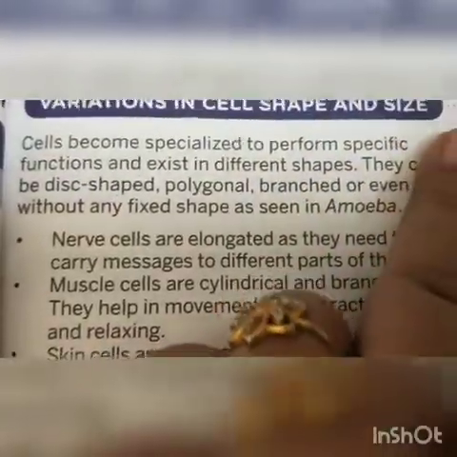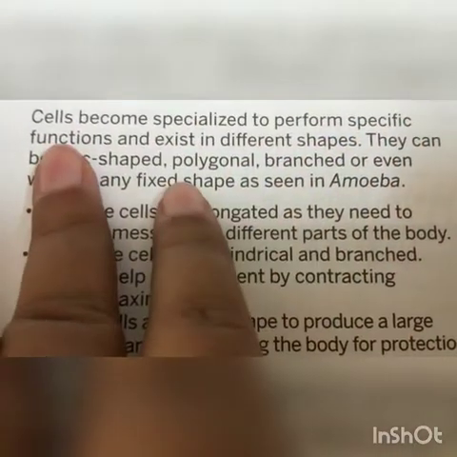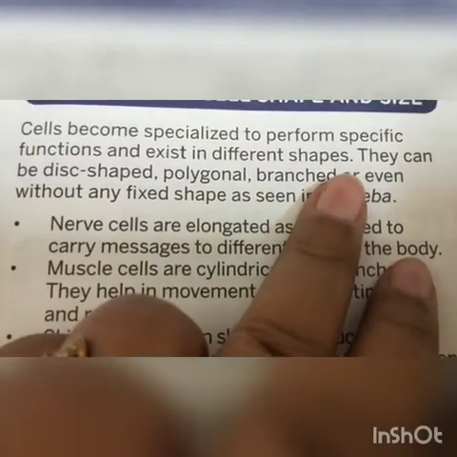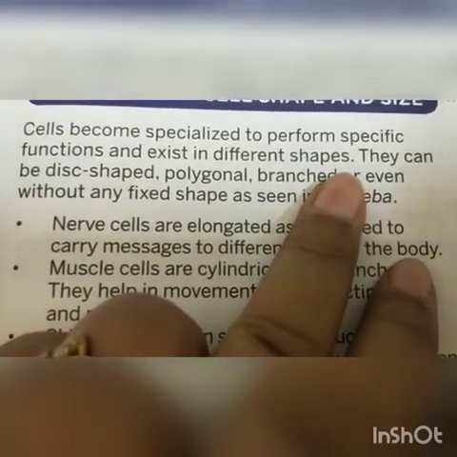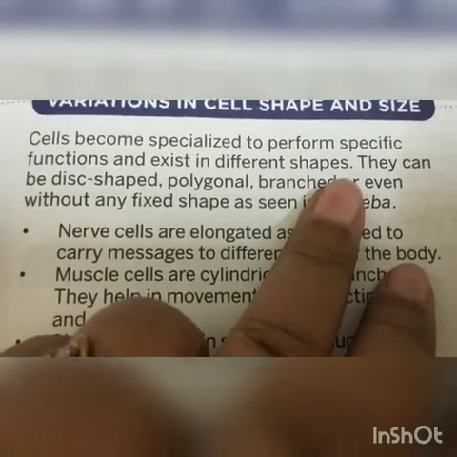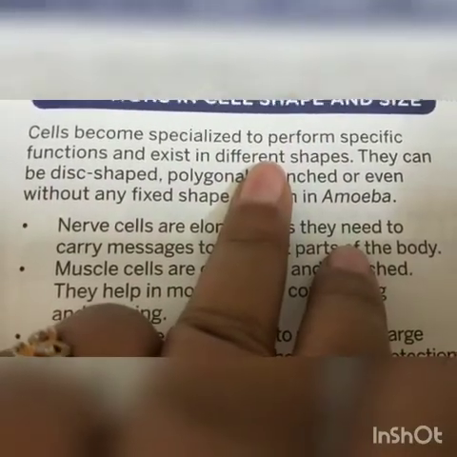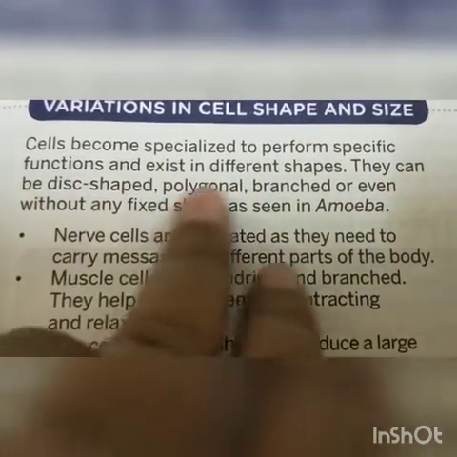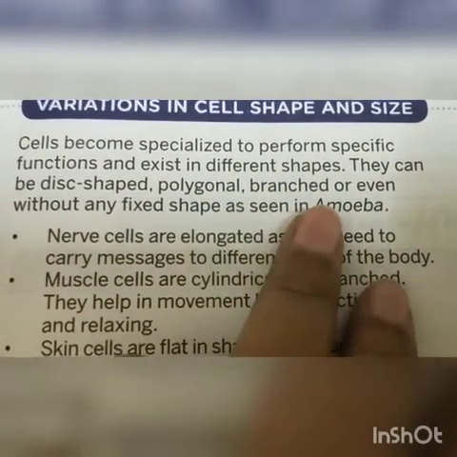Variation in cell shape and size. Cells become specialized to perform specific functions and exist in different shapes. So cells become what? Specialized, very special to perform a specific function. Some particular cells can perform some particular function, and they are present in different shapes.